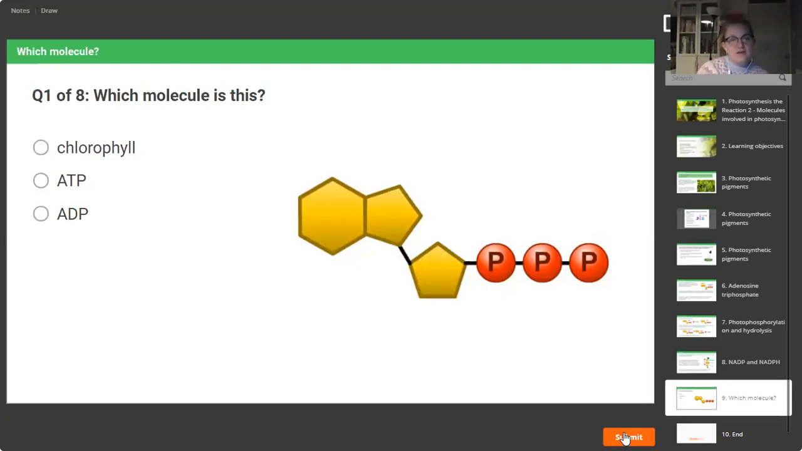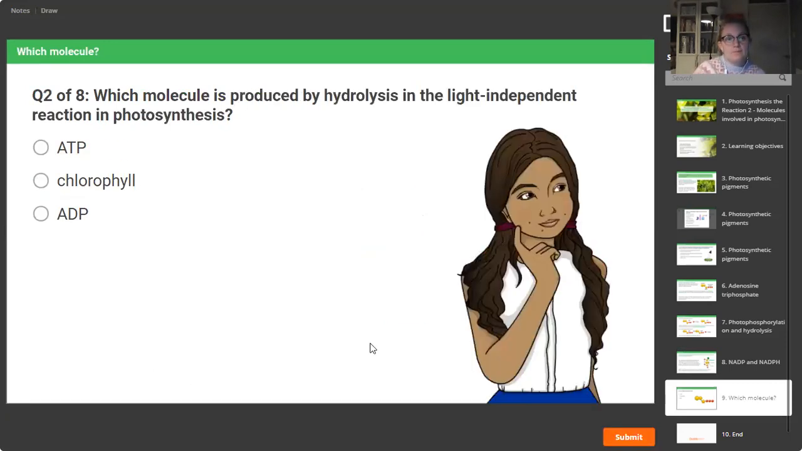So which molecule is this? Quick look at it. Well, we've got adenine here, we've got our ribose here, and we've got 3 phosphates. Therefore, it must be ATP, adenosine triphosphate. Which molecule is produced by hydrolysis in the light independent reaction? That's ADP, remember, because that's when ATP is broken back down into ADP.